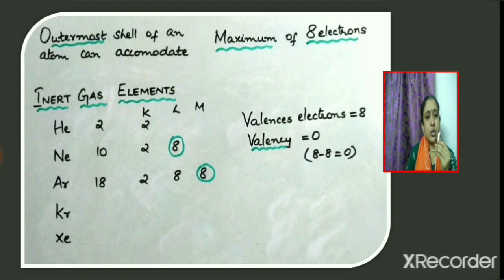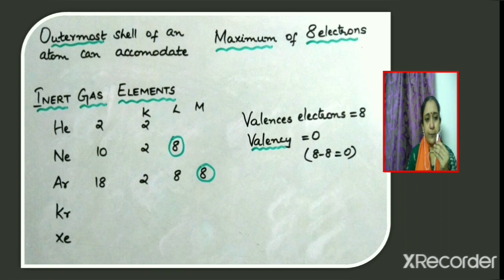According to Bohr-Bury's rules, we know that the outermost shell of an atom can accommodate a maximum of 8 electrons. Now consider helium, neon, argon, krypton, xenon. These elements are known as inert gas elements. It is because they are chemically inert or chemically inactive. Why are they chemically inert? Because they have 8 electrons in their outermost orbit.